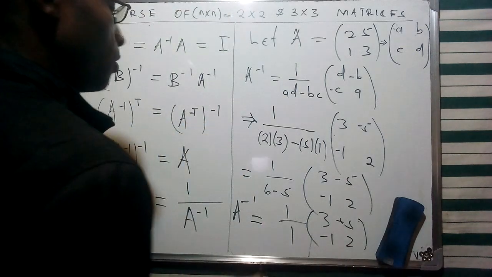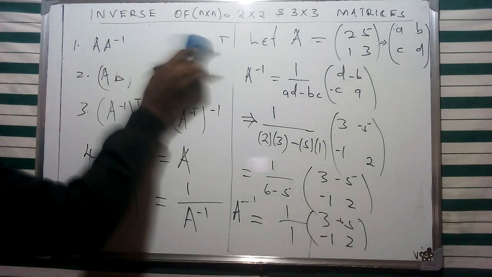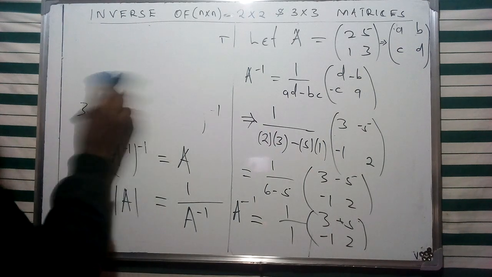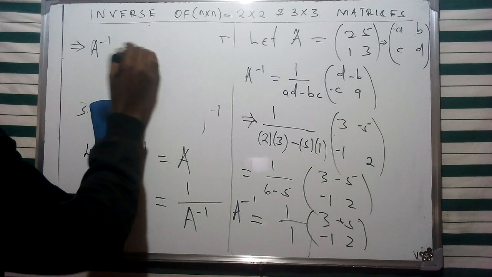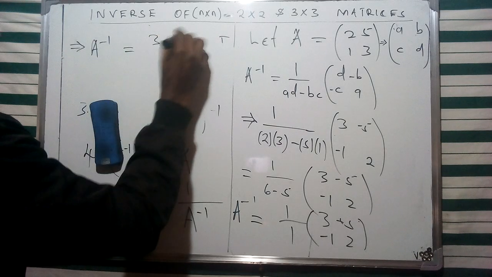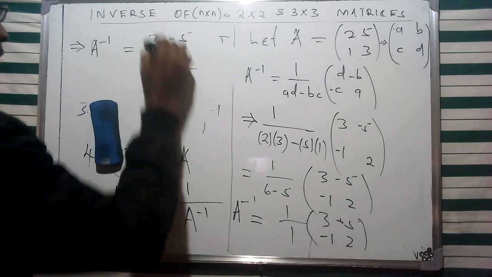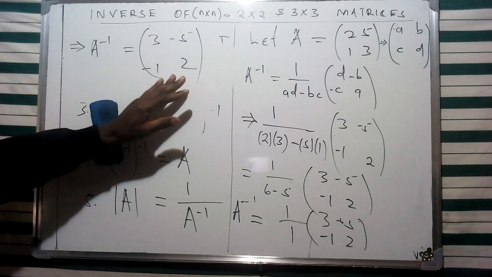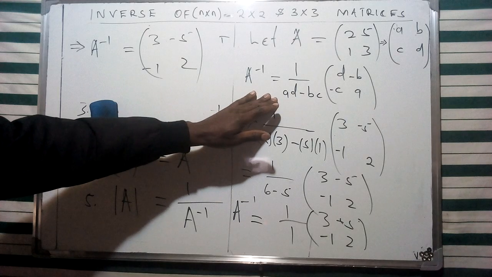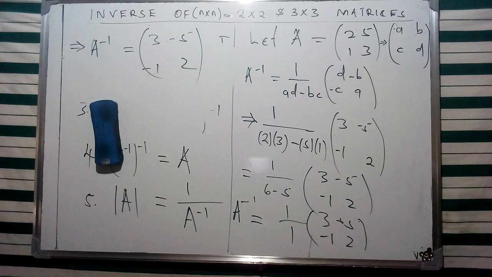So 1 times a number is going to be that specific value, implying that our inverse for that matrix is given as 3, negative 5, negative 1, 2. And that's one of the applications of the law, the simple law that we have explained, for defining the concept of the inverse of a matrix.